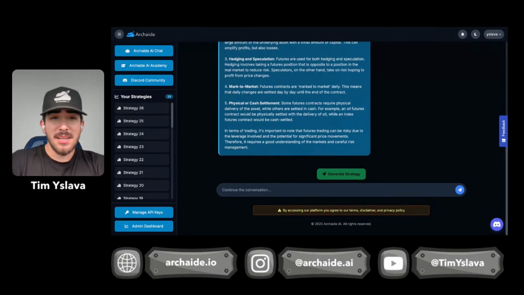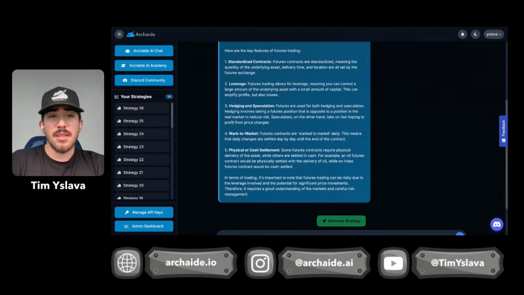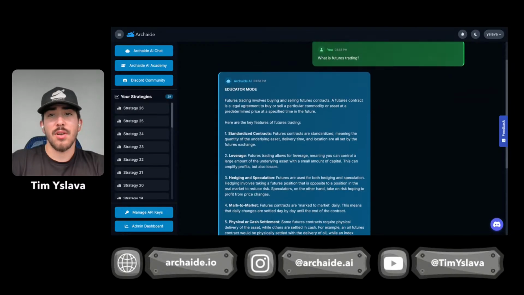In terms of trading, it's important to note that futures trading can be risky due to the leverage involved and potential for significant price movements. Therefore, it requires a good understanding of the markets and careful risk management. So that's what the AI said about what is futures trading.